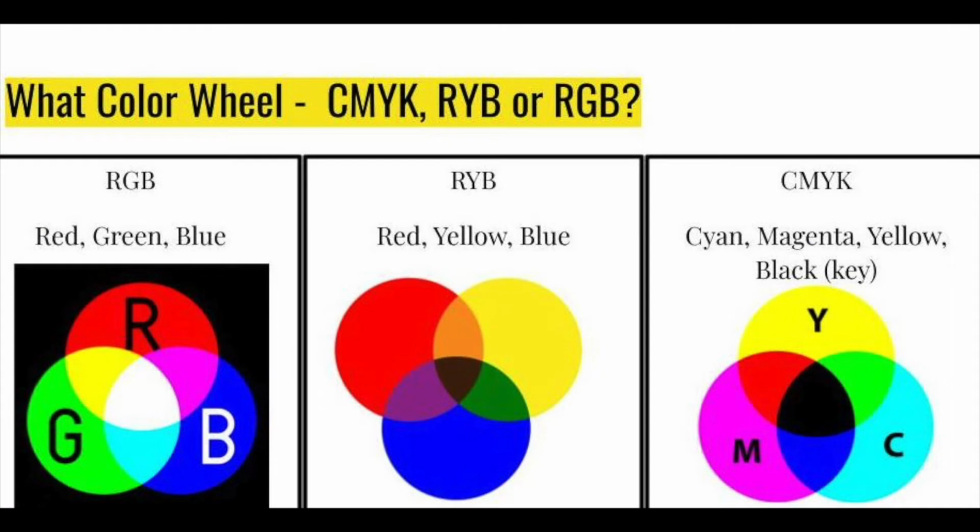So to dive right in, did you know that there are different types of color wheels? I had no idea. But as you can see here, there are 3 different types. There's the first one, RGB, the second one, RYB, and the third one, CMYK. So take a look at those, and I want you to think, which one do you think we are going to be using with paint?